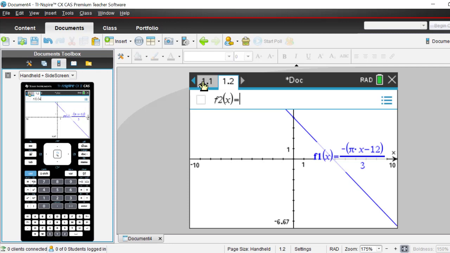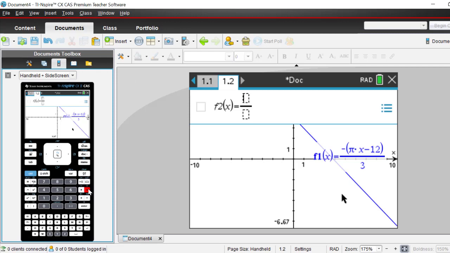Now, how do I get a fraction to come up? It saves itself time. Control divide. Okay. Now, what I tend to do, and this is just my preference to save me time, is I've got two fractions. So what I'm going to do is I'm going to add, going to press plus, and I'm going to do control divide again.